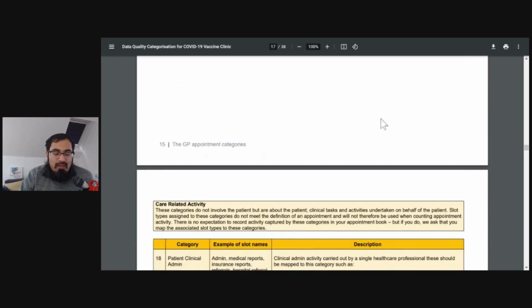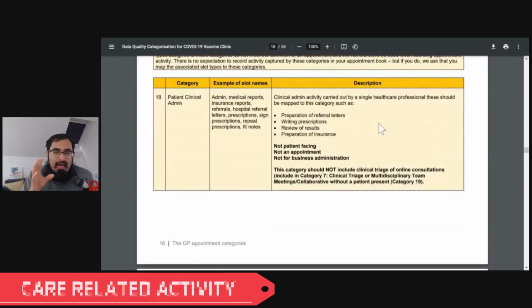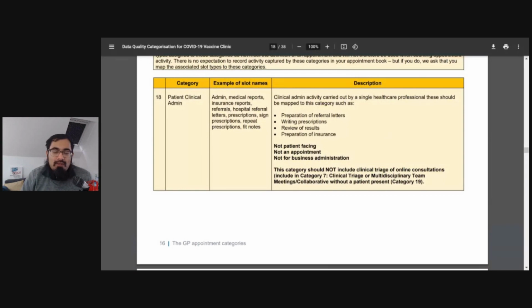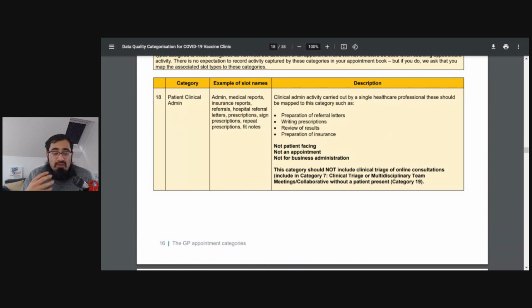However, next up, we've got the care-related activities. So this is the kind of clinical admin-y kind of stuff. And the first category is patient clinical admin. So this is things like your medical reports, your insurance reports, all those kind of things that you're doing, and absolutely prescriptions and fit notes fit into this category.